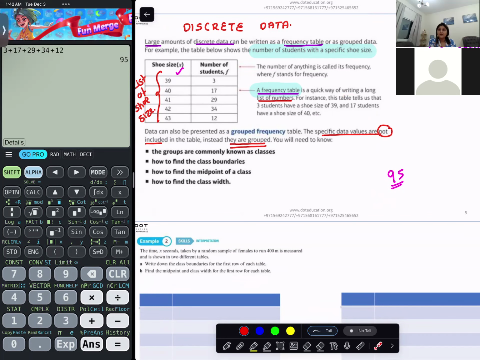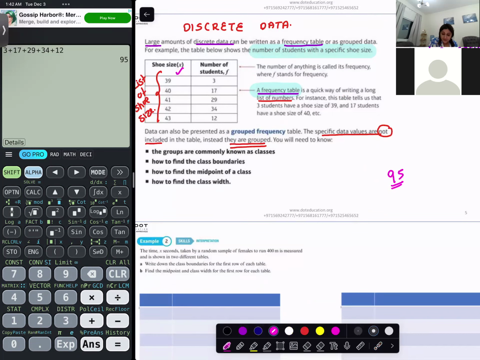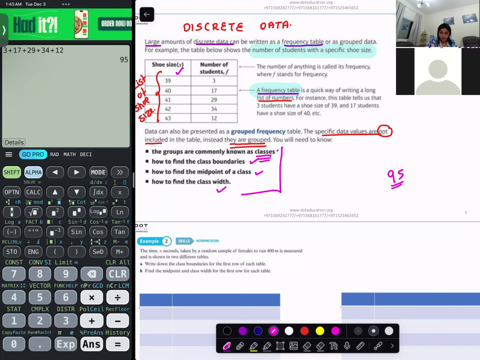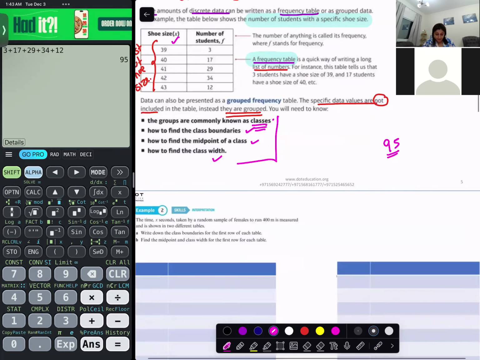This frequency table can also be prepared for a grouped frequency. What is known as groups? We will come ahead. These groups are known as classes in which you divide your data. When you are grouping your data, that means the number of students are going to take a value from A to B. So you need to know the classes, the class boundaries, the midpoint of the class, and also the class width. We will come to this soon.